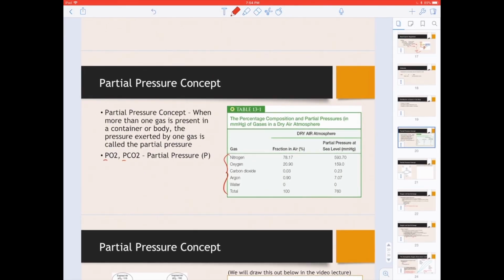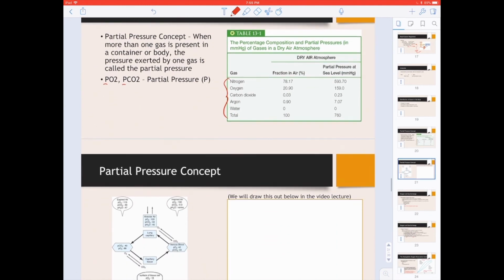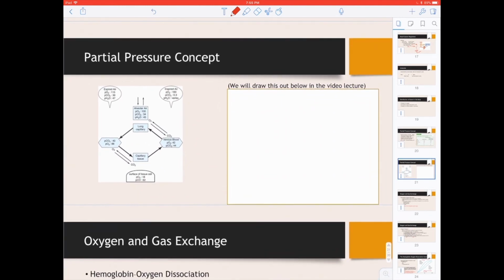Now that we know what the partial pressure concept is, and we understand that partial pressure is a way of expressing how much pressure a particular gas is exerting in a container or a body, we can start to apply that to how we transport CO2 and oxygen throughout the body, and how that transport depends on partial pressure. A lot of this relies on the fact that gases travel from high concentrations to low concentrations. Pretty basic concept there, and you'll see how that applies here.